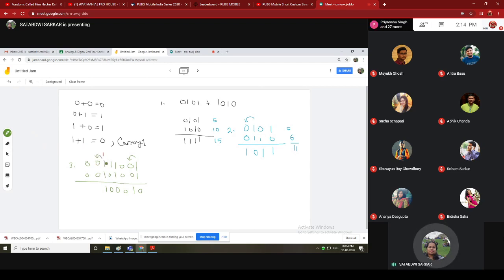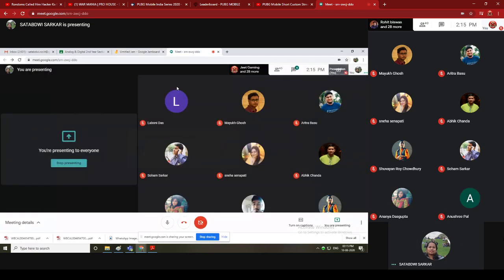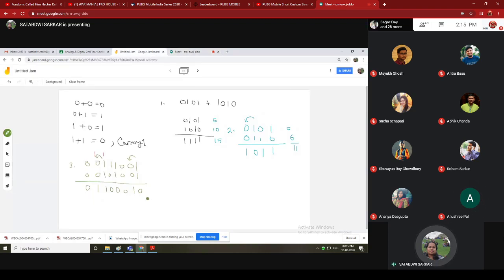So 1 plus 1 is 0, 0 plus 1 is 1, but there is one carry. When it is 1 plus 1, one carry is generated. Suppose I am writing this with red. So again here we have a 1 and this is 0. So this is the result. See carefully, here 3 ones, so the result must be 1, and also one carry is there, and that is written here.